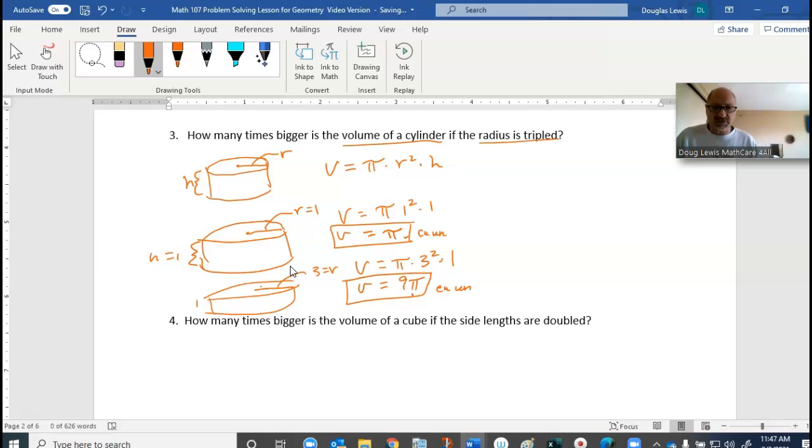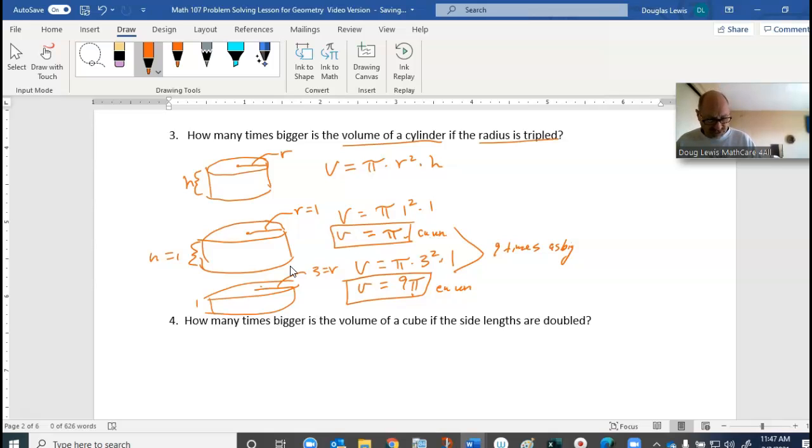So the volume went from pi cubic units to 9 pi cubic units. It looks like the volume is 9 times the original volume. So, how many times bigger is the volume of a cylinder if the radius is tripled? It looks like it is 9 times bigger, or 9 times as big. Let's just double check that.